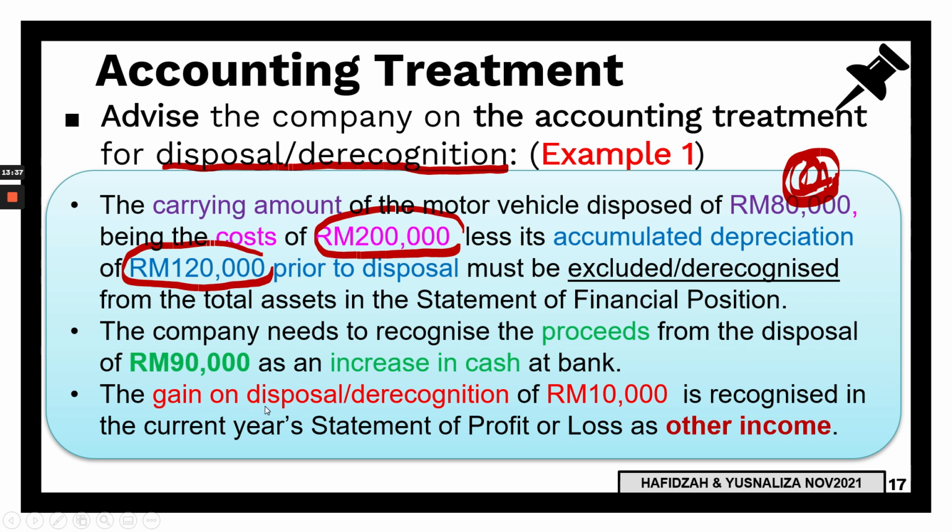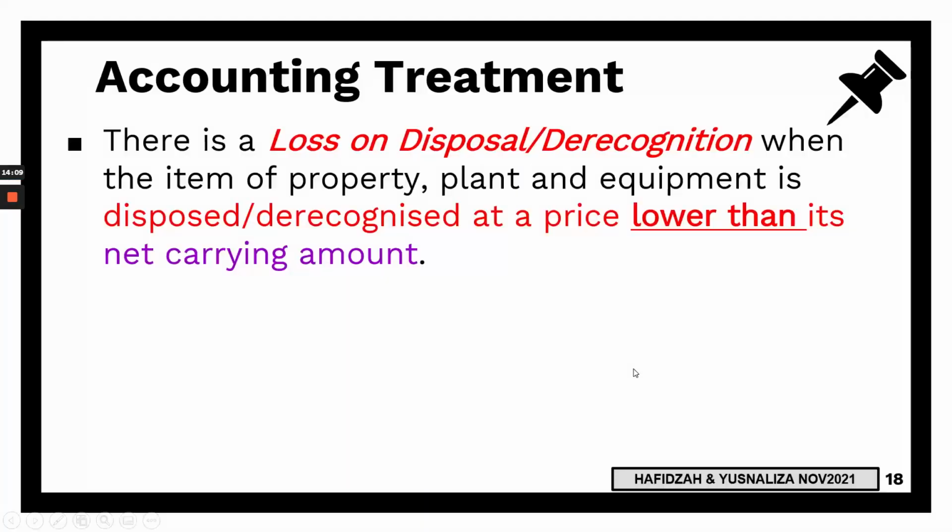Next is the gain or loss. Here is the case of a gain because the disposal proceeds exceed the carrying amount. Earlier we have already calculated that, and that 10,000 is recognized in the statement of profit or loss as other income. So that was the advice that needs to be given. When you are asked about advice, do not just simply give the figures, but explain in more structured sentences like what I have provided here.